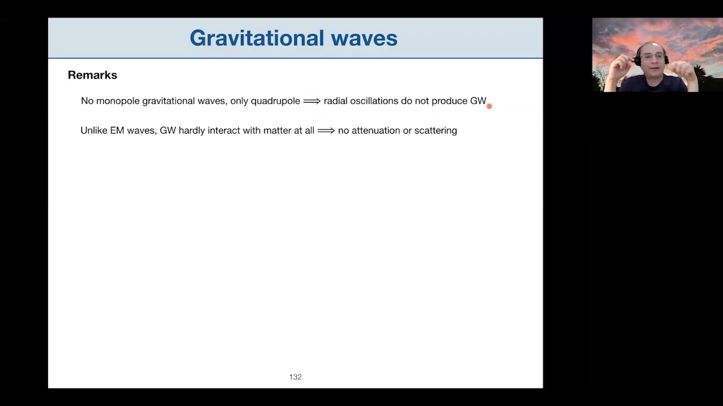Now, unlike electromagnetic waves, gravitational waves are weak and hardly interact with matter at all. We have seen that. You need big masses to have any kind of interaction whatsoever. This has a nice advantage, namely, unlike electromagnetic waves, gravitational waves are not attenuated and do not scatter on anything to any appreciable degree. So whatever is produced by an astrophysical source reaches us basically unscattered and unattenuated.